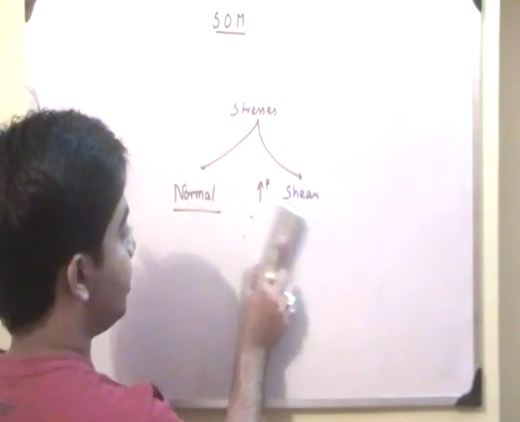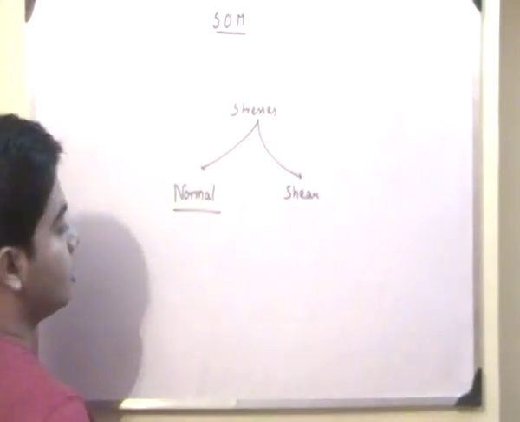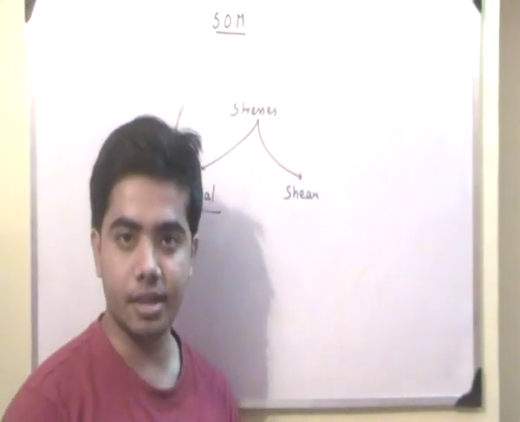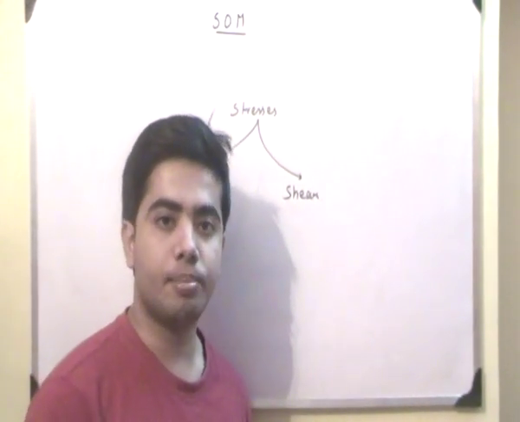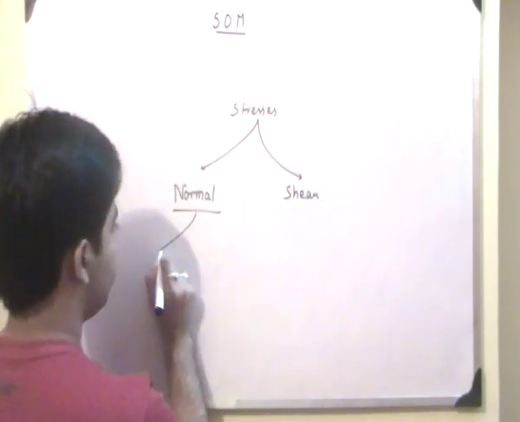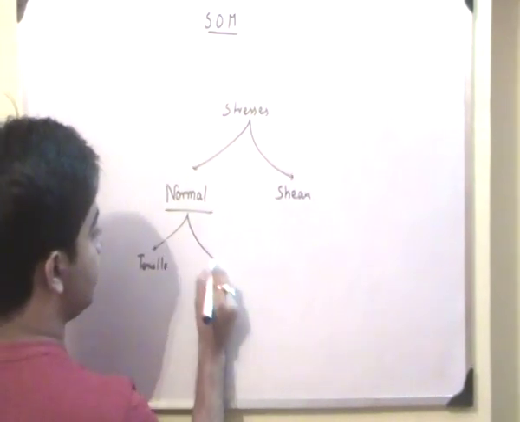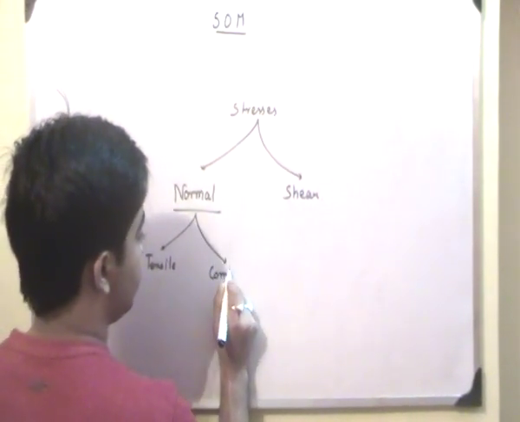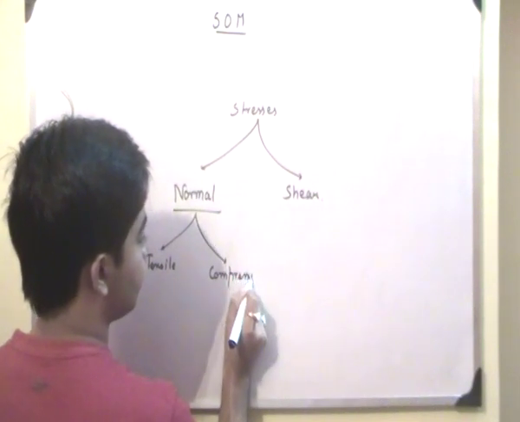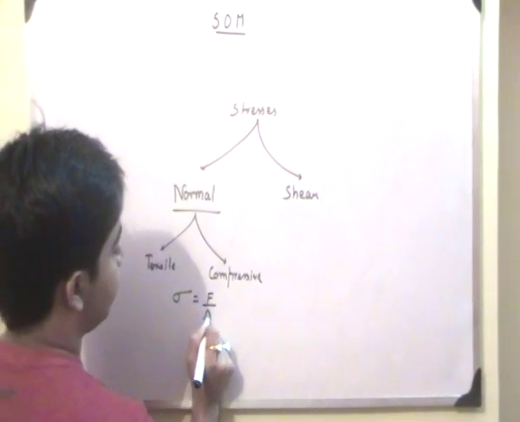Now this normal stress will be of two types essentially. One is called the tensile stress, when the stress will tend to elongate the body, and the other one is called the compressive stress, when the stress will try to shorten the body. So normal stress will be of two types, tensile and compressive. So sigma is equal to F by A.